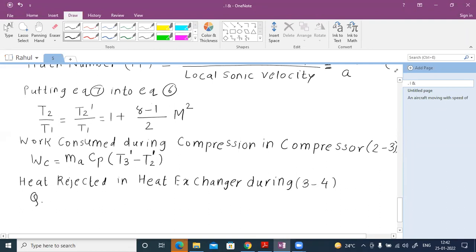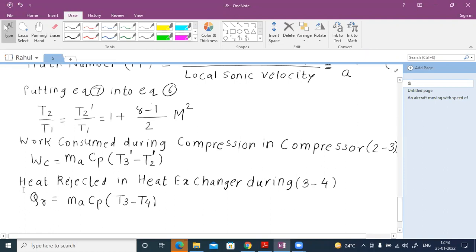Heat rejected we indicate by QR. So again it is mass of the air into Cp of the air into change in temperature. How will you calculate the temperature? During 3 to 4, see, 3 to 4 is a cooling process. So obviously temperature at point 4 is less as compared to temperature at point 3. So simply I'll write this as T3 minus T4. I have not taken final minus initial here. When you take final minus initial, it becomes T4 minus T3, and you will get a negative value.